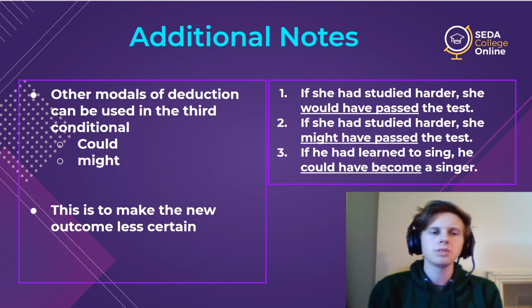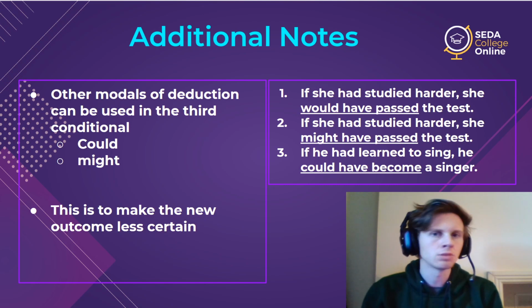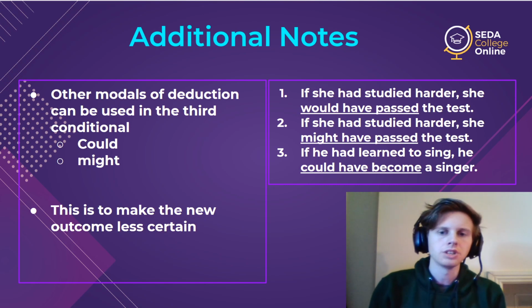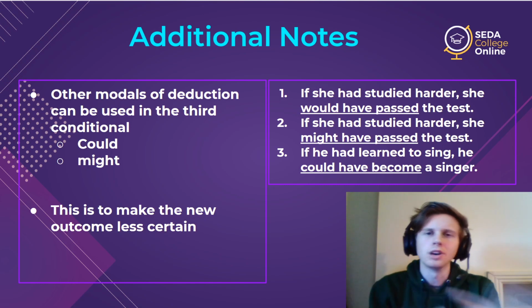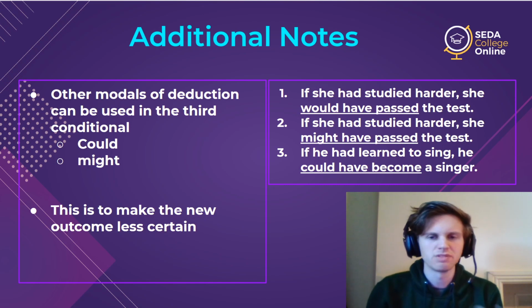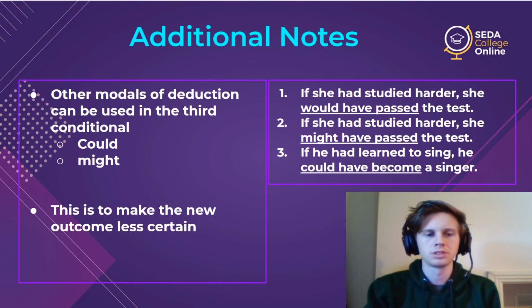But just know these are other ways that you can see the third conditional. You can see it with might. You can see it with could. So I just wanted to show it so that you know it is another option, and if you see it, you know what it's talking about. All right.